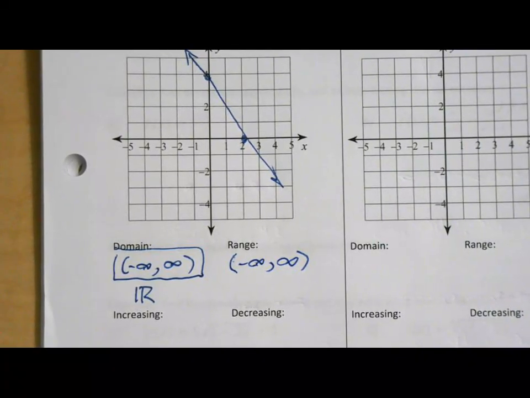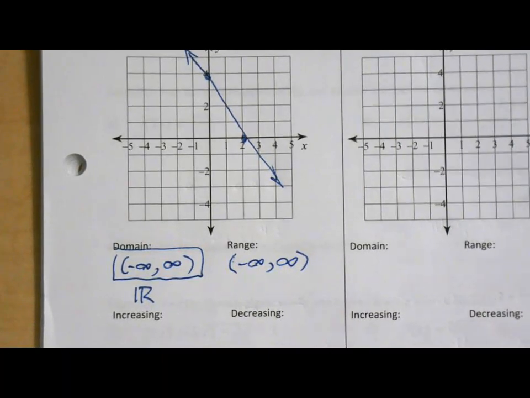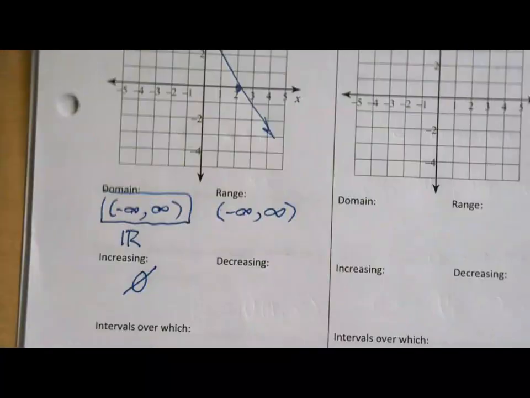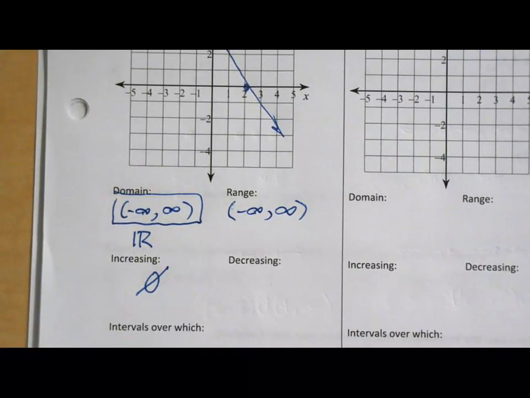Where is this graph increasing? It's not. Yep, so that'd be the empty set. There is no other way to write that. Where is this graph decreasing? Everywhere.